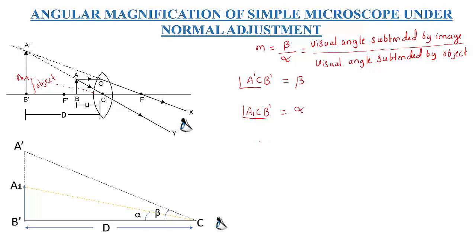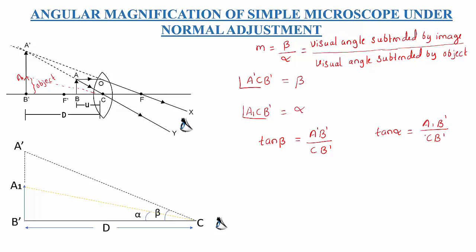Now we can calculate the value of tan beta. Here the total angle is beta. So tan beta means opposite side A dash B dash divided by adjacent side CB dash. Similarly, tan alpha is equal to opposite side A1 B dash divided by CB dash, that is the adjacent side.